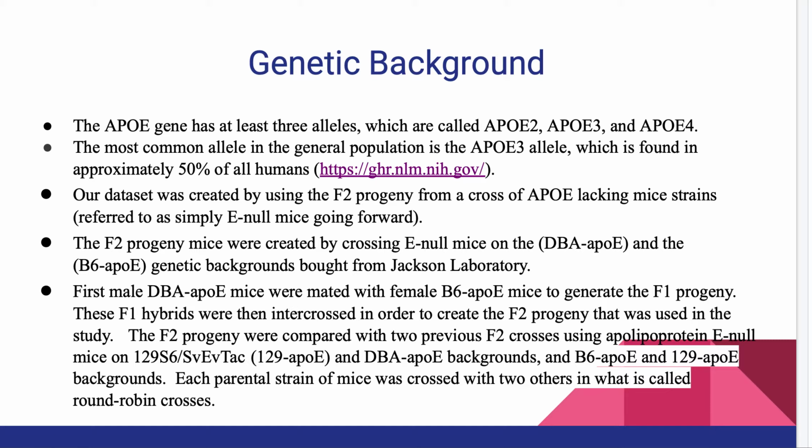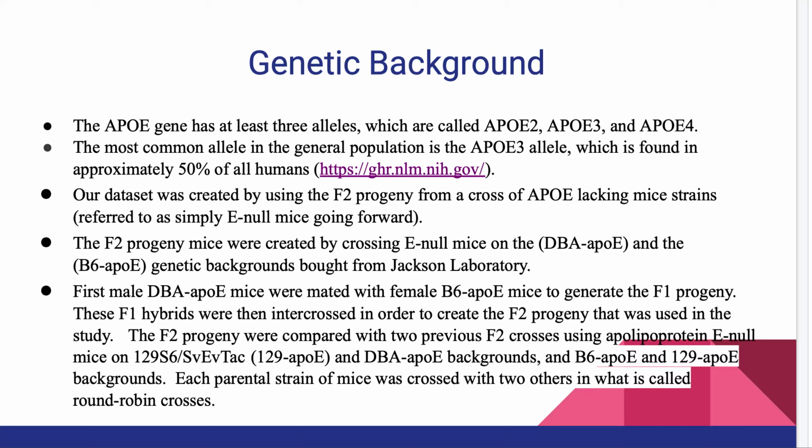So some of the genetic background here: the ApoE gene has at least 3 alleles, which are ApoE2, ApoE3, and ApoE4. The most common allele in the general population is the ApoE3 allele, which is found in about half of all humans. Our data set was created by using the F2 progeny from a cross of ApoE-lacking mice strains, which are the E null mice. The F2 progeny mice were created by crossing E null mice on the DBA ApoE and the B6 ApoE genetic backgrounds bought from Jackson Laboratory.